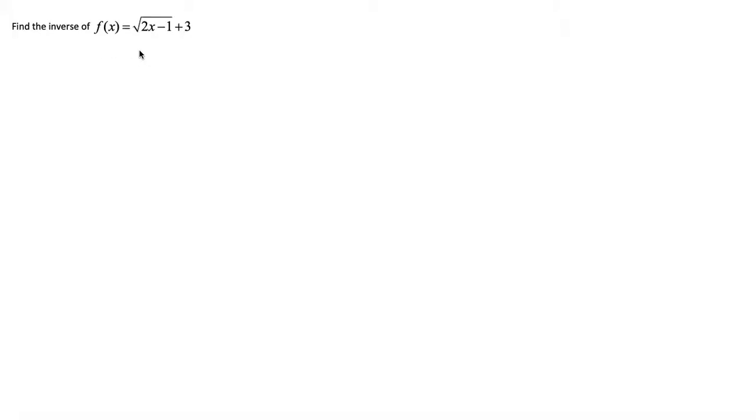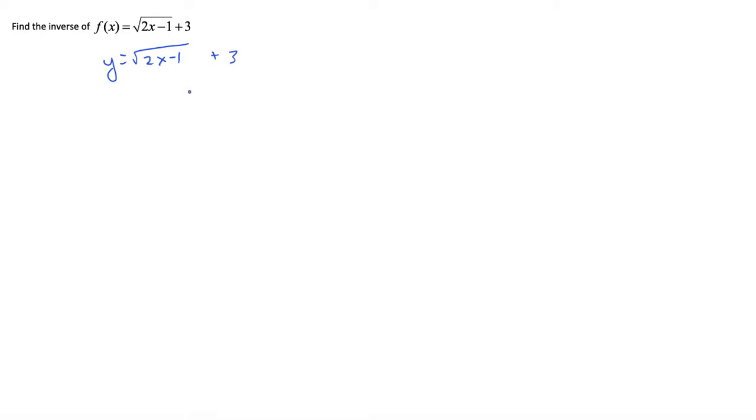Find the inverse of f(x) = √(2x − 1) + 3. Alright, so in order to find the equation of the inverse, we're going to have to do 4 steps here, right? The first step says, let's replace f(x) with y. So we get y = √(2x − 1) + 3.